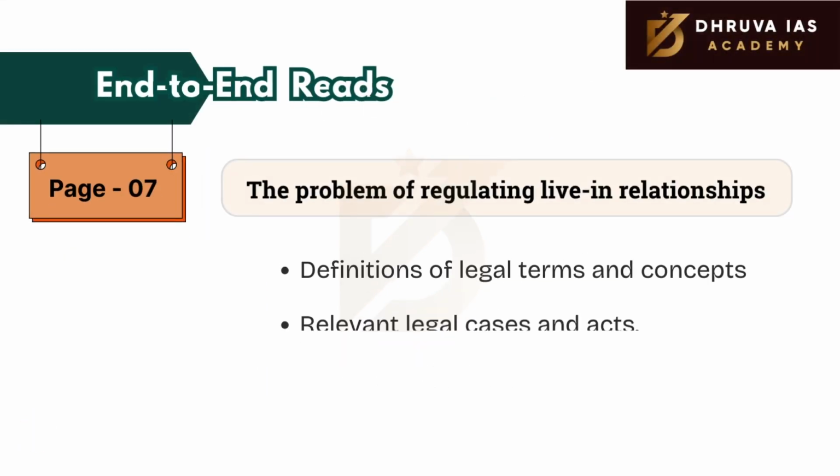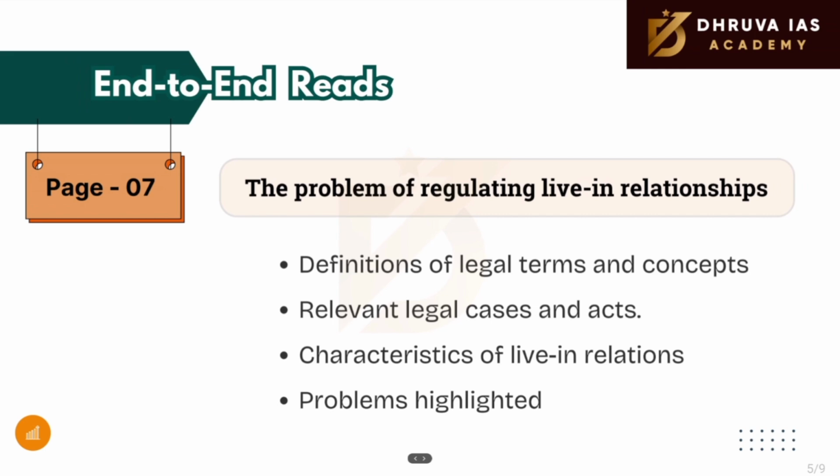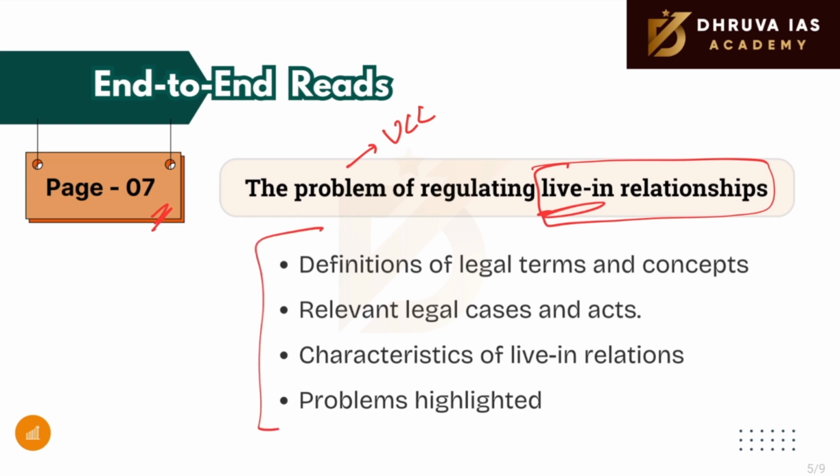The next article that you need to read is in page number 7. This one talks about live-in relationships and the difficulty in codifying them. Basically, this particular article has taken the recent Uttarakhand government's Uniform Civil Code Act. So you need to read this article fully. Even though they have taken the reference of Uttarakhand's Uniform Civil Code, in general the article has explained the difficulties in live-in relationships identification as well as legalization. So cover these and make notes.